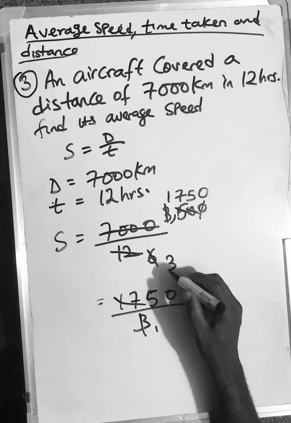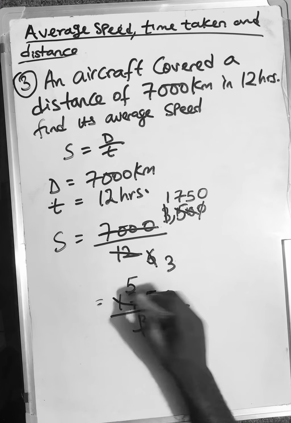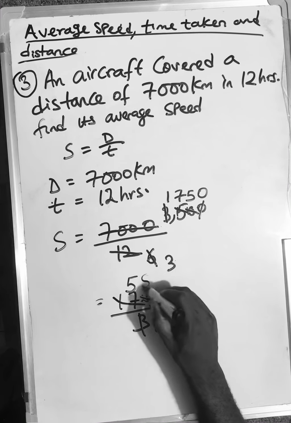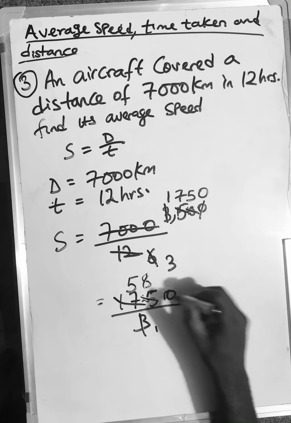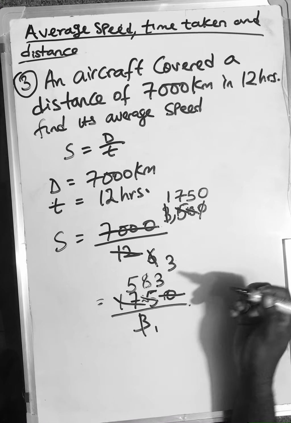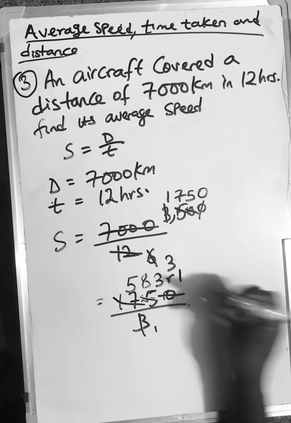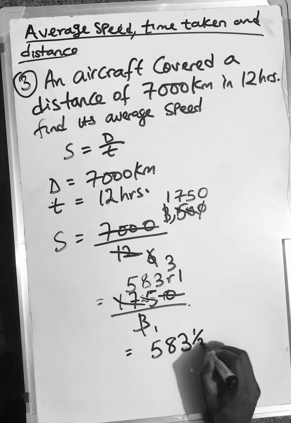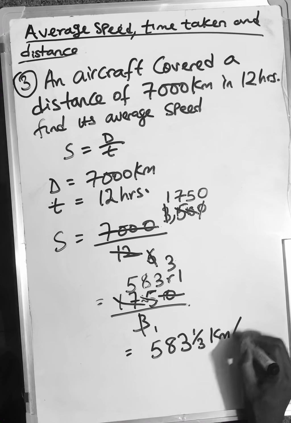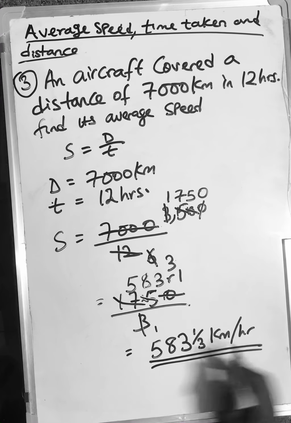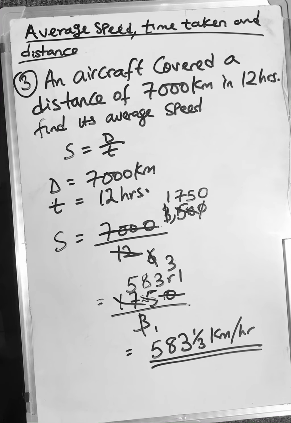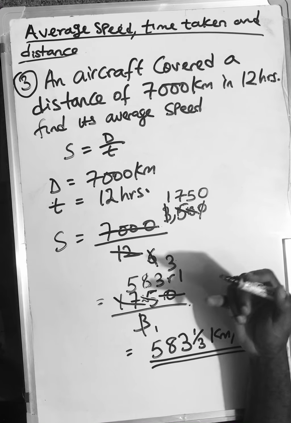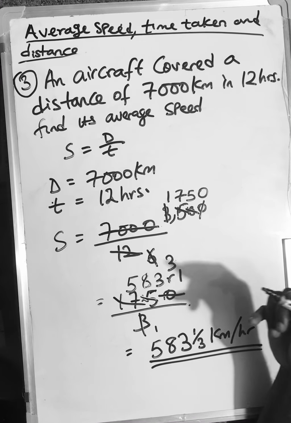Now 3 divides 17, I have 5 remainder 2. 3 divides 25, I have 8 remainder 1. 3 divides 10 is 3 remainder 1. So I can write my answer as 583 and 1 over 3 kilometers per hour. I just changed this 1750 over 3, an improper fraction, to a mixed fraction.